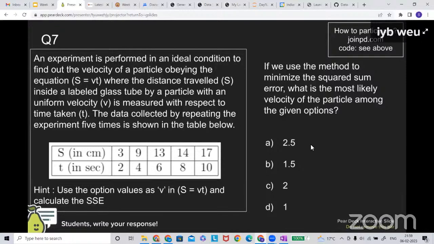Excuse me, sir, I have a small doubt. Should we take the equation as S equal to Vt as it is, or should we consider T as the Y values and S as the X values? S is actually the Y value and T is the X value. Should we write it as T is equal to S by V and then calculate the SSE, or can we do it directly? No, use the SSE formula: Y_i minus M X_i minus C, whole square. In the place of M, we substitute the V value, right? Yes. Then what is the value of C, sir? Here C is 0, there is no C.